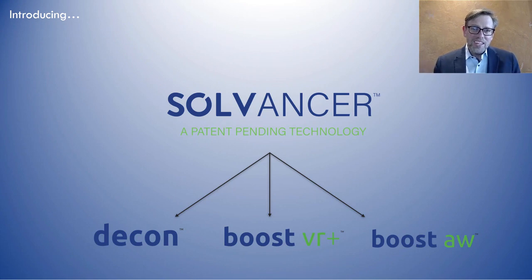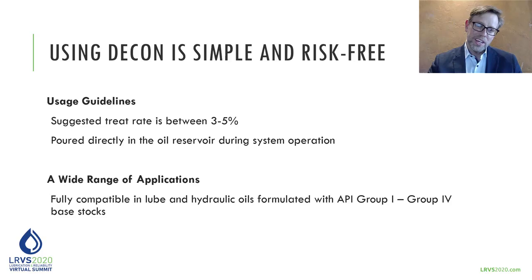But essentially what we're doing is increasing the solubility of the fluid so that the oil degradation products can stay in solution in the oil. And if you put this into a system that is severely contaminated, it allows oil degradation products, varnish, and sludge to dissolve back in the oil. So you can actually clean the system up by increasing the solubility.